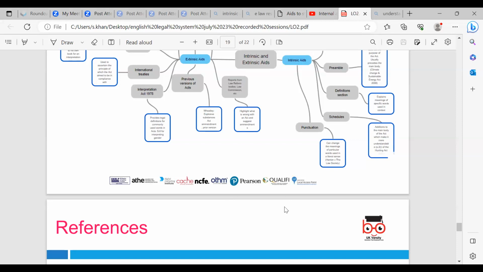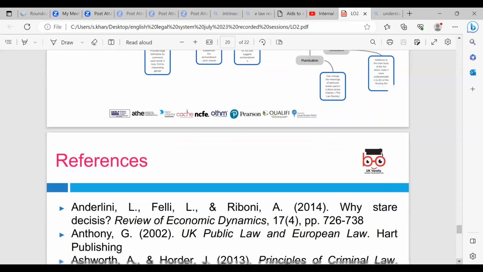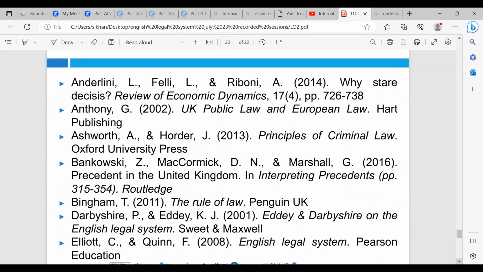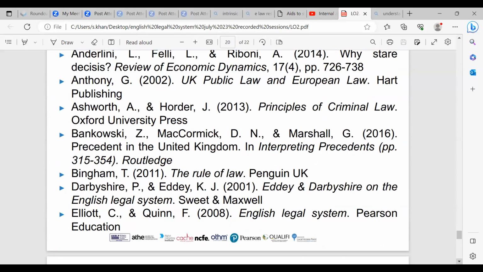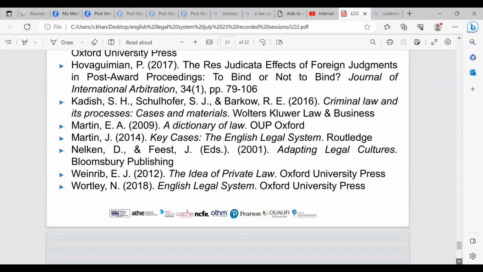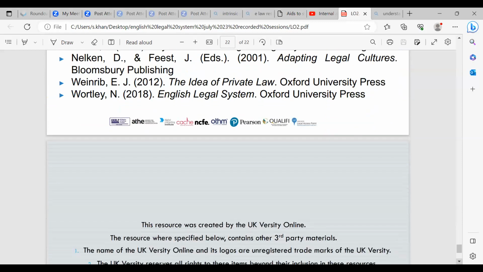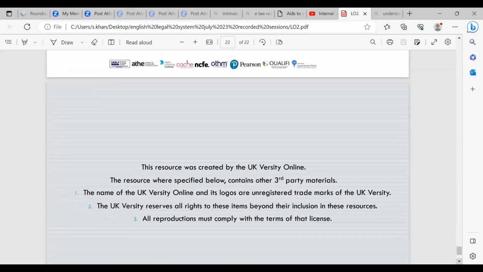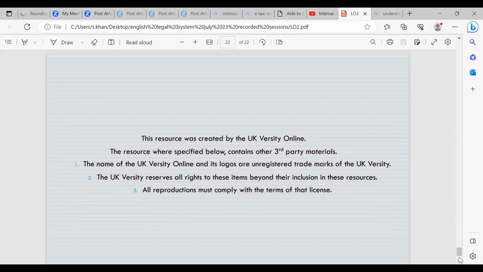And this is the end of the session on Learning Outcome 2, and these are the references that you could refer to in regards to doing the exercises and looking at the mind maps on intrinsic and extrinsic aids. If there are any other references, they will be on Moodle on unit 3.27, the English legal system, and there'll be additional reading for you there, journals and additional cases for you to have a look at.